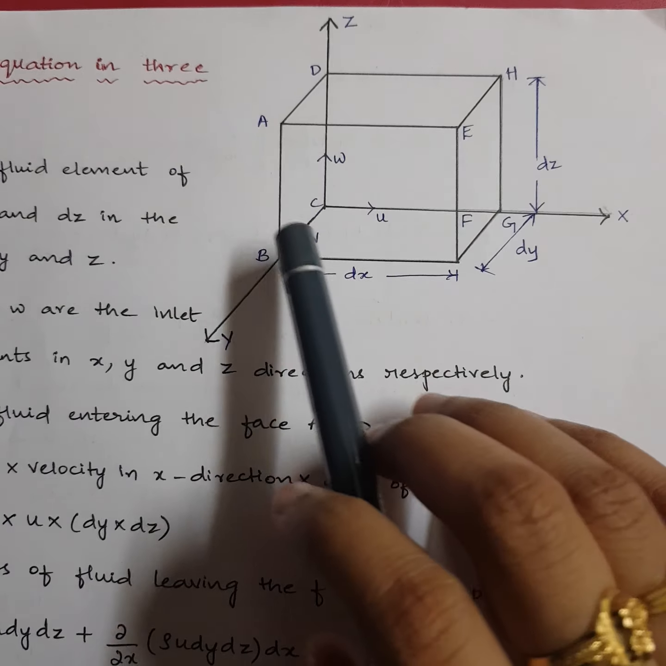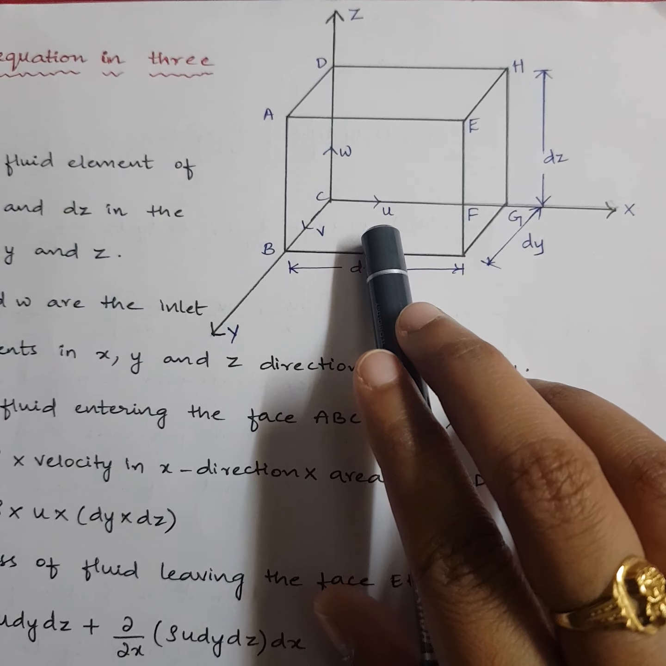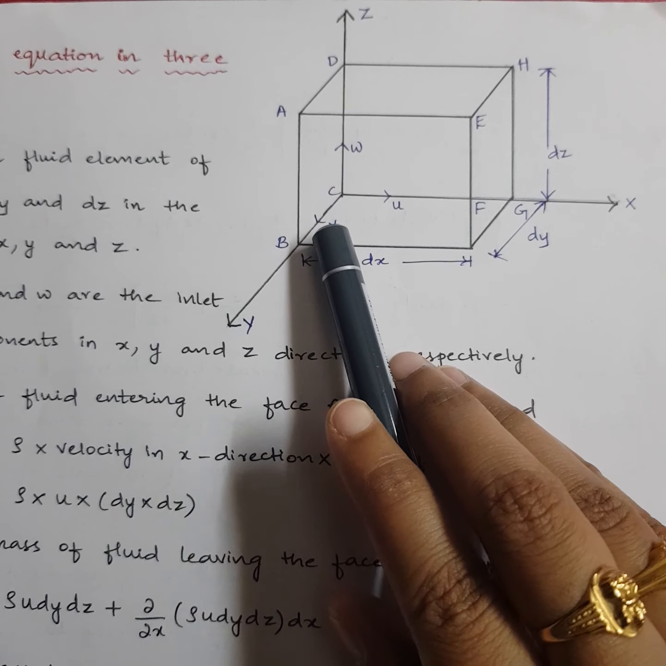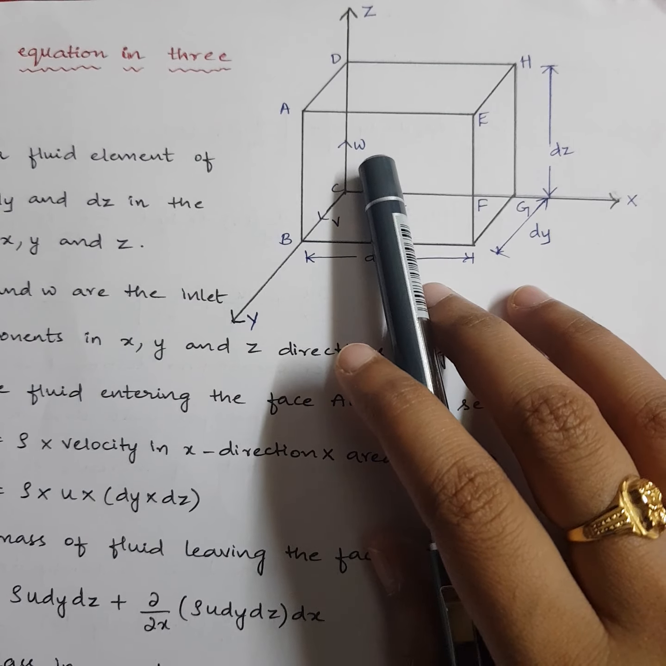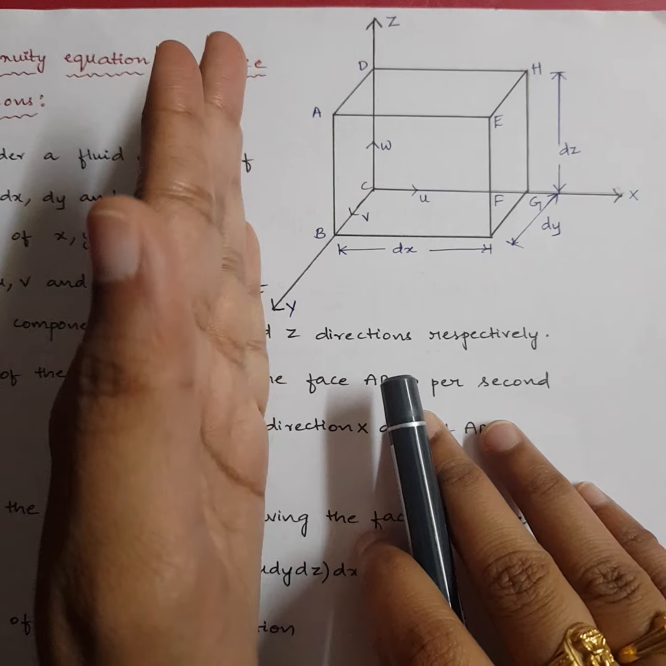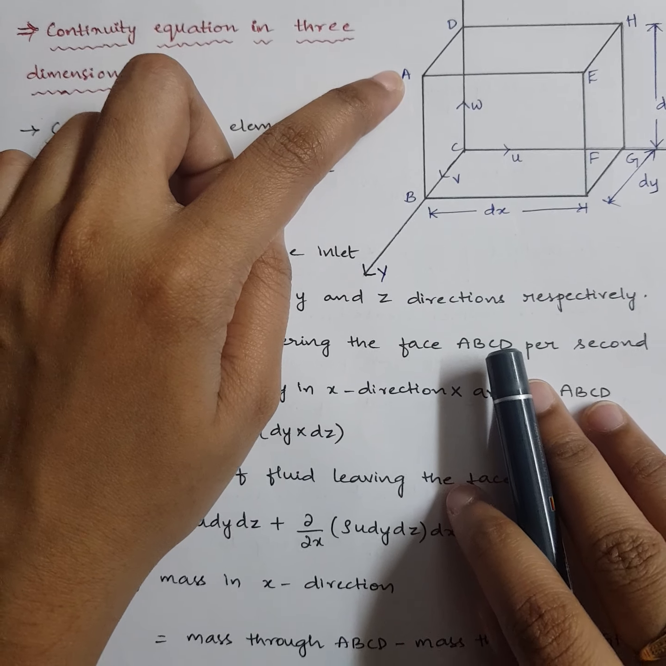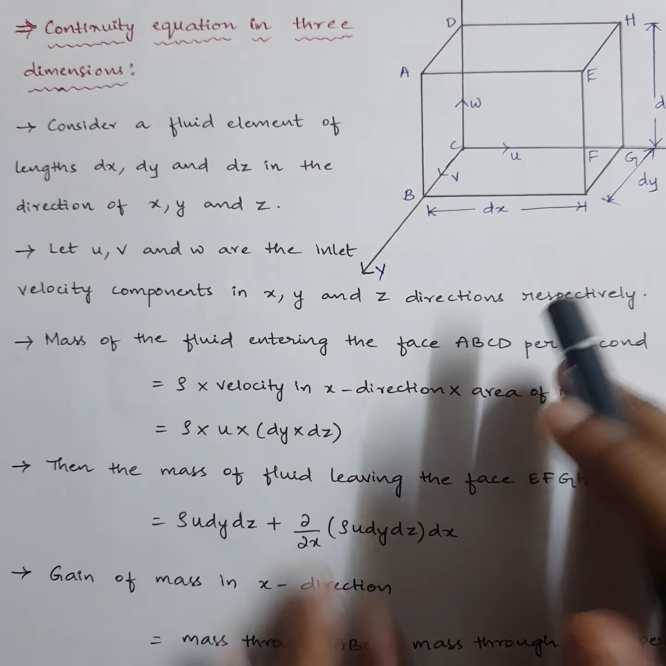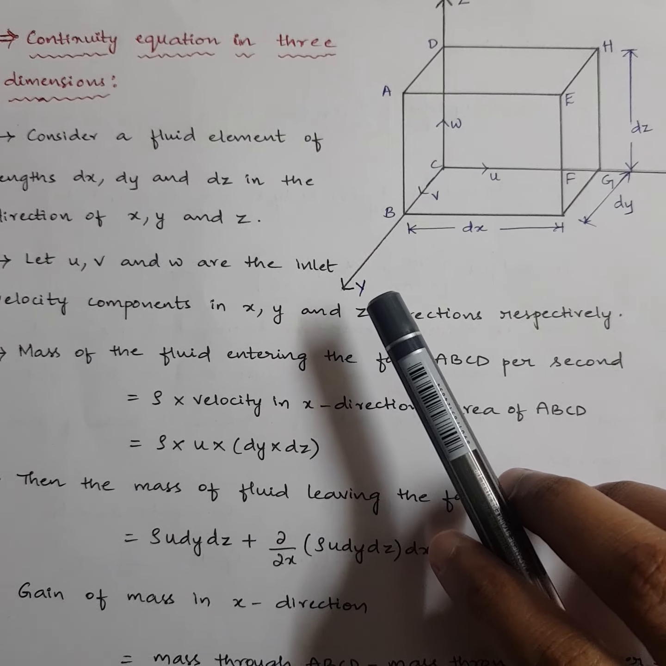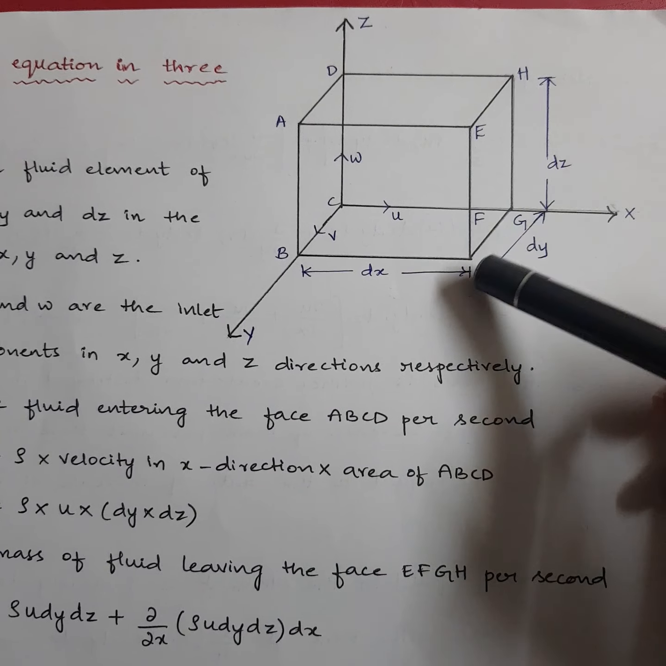Now the velocities in the x, y and z directions are u, v and w respectively. u is the velocity of the fluid element in the x direction, v is the velocity of the fluid element in the y direction, and w is the velocity of the fluid element in the z direction. Our direction of flow is from left to right, meaning the fluid is moving from left to right. It is entering through the face ABCD, and it is leaving through the face EFGH.